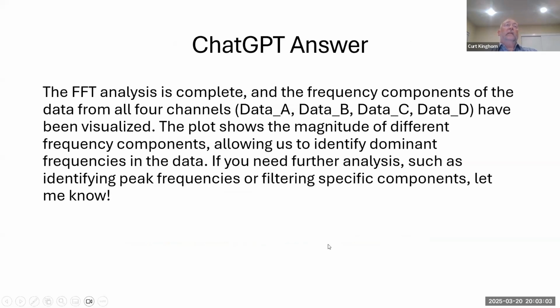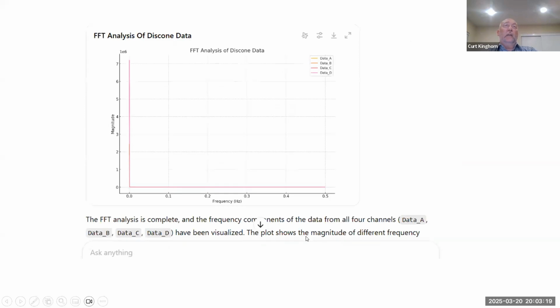I said, okay, that's fine. Then it came back and said, your analysis is complete and the frequency components have been visualized. I'm just reading here: the plot shows the magnitude of different frequency components, allowing us to identify dominant frequencies in the data. Initially it came back, and here it is, all the frequency components are clear down here at the 0 period. I'm like, what is that? Well, duh, the signal's sitting on top of a huge voltage, so that's the DC component.